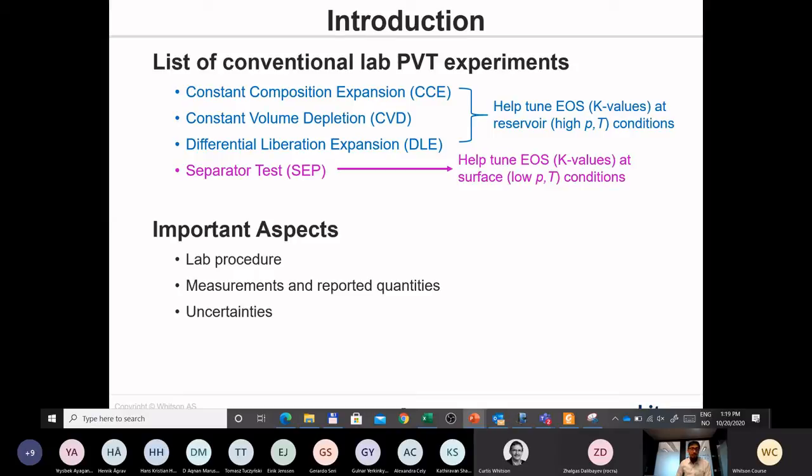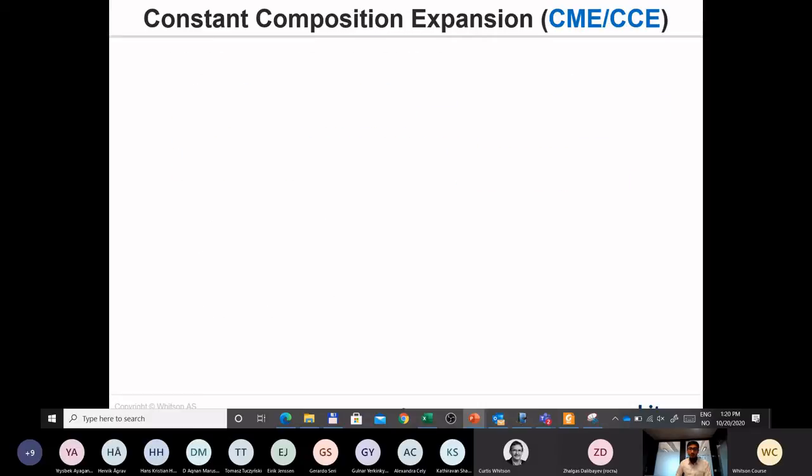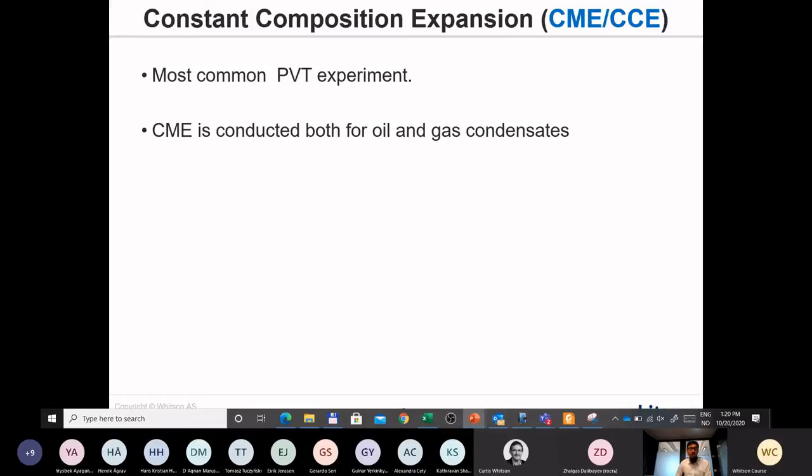The important aspects that we are going to discuss for the different PVT experiments are how they are conducted, so the lab procedure, what the different measurements are, and what the different reported quantities are for each experiment, and we will touch upon different uncertainties in the different PVT measurements. So first we will talk about the constant composition experiment. That's the most common PVT experiment, and it's conducted for both oil and gas condensates.